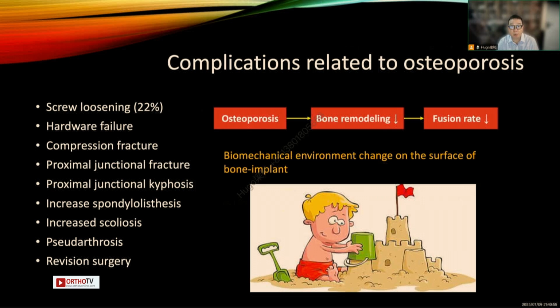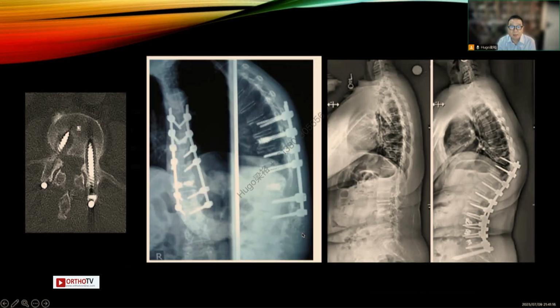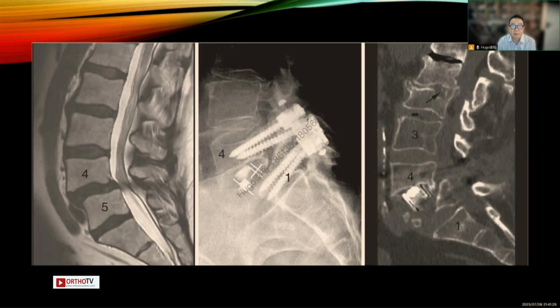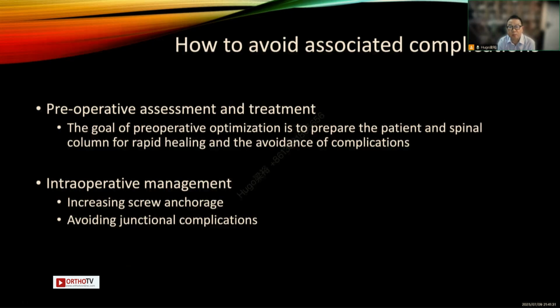So it caused complications related to osteoporosis, such as screw loosening, hardware failure, compression fracture, PJK and PJF, increased spondylolisthesis, scoliosis and pseudarthrosis, and even revision surgery. These are pictures of screw loosening and pullout, PJK, and proximal junctional compression fracture. This is a case of cage subsidence, failure of lumbar surgery.